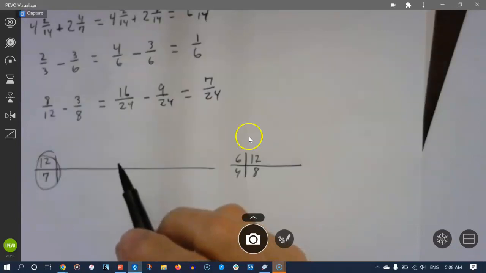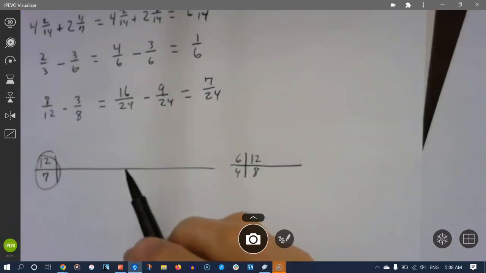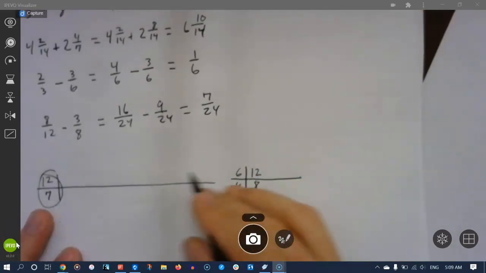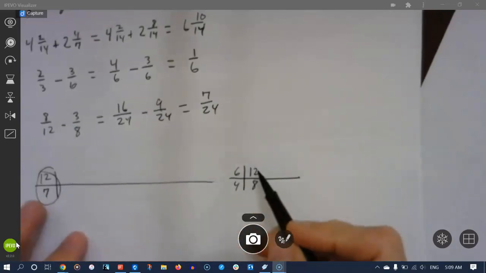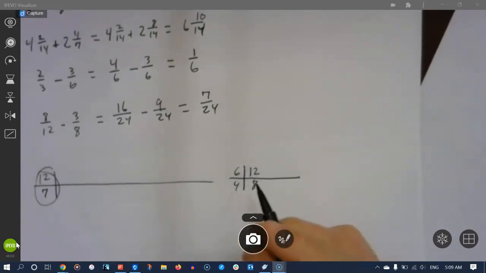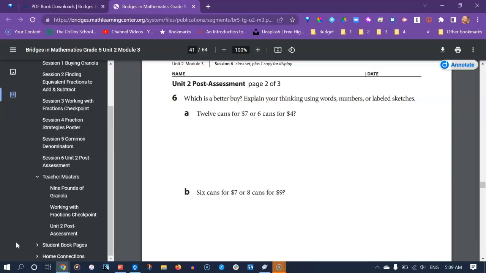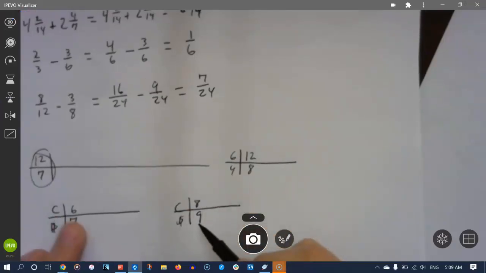Hold on, let me tell you how many points are available for this. Oh, it should say that on the side. 2 points. 1, did you choose the correct value? And then 2, did you explain it, using numbers, showing the equivalence, using words, something. So some sort of work that shows your thinking. And then B, same thing. So 2 points here. 6 cans for $7 or 8 cans for $9.